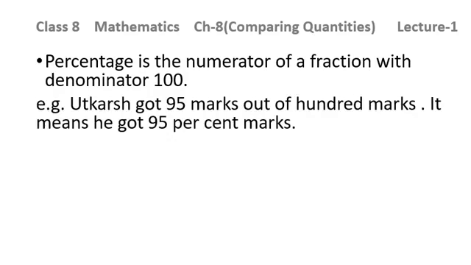Now for example, Utkarsh got 95 marks out of 100 marks. If a boy named Utkarsh got 95 marks out of 100 marks, it means he got 95% marks, because, as we have discussed, percentage is a special fraction in which the denominator is always 100, or the word percent means per 100 or out of 100. So out of 100, how many marks did he get? 95. So we can say that he got 95% marks.